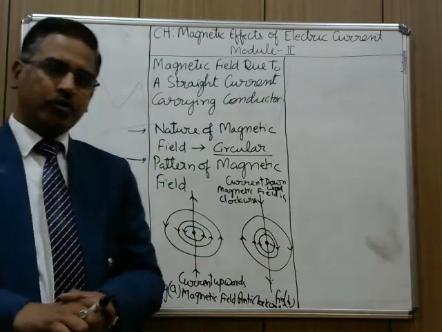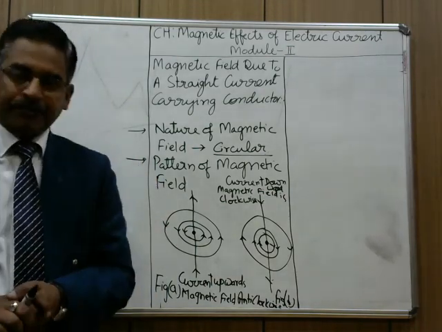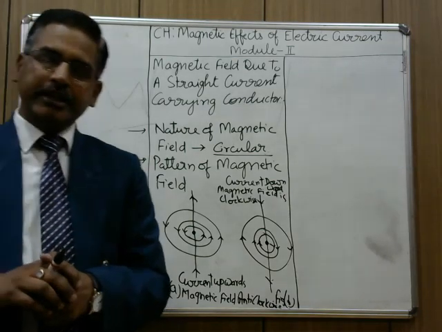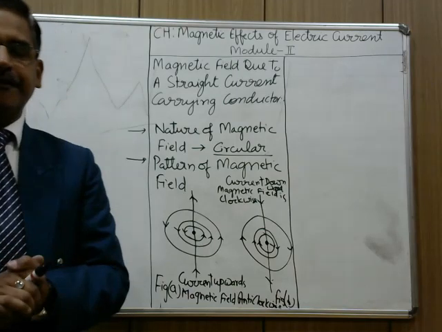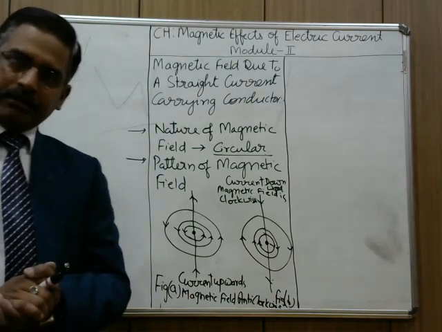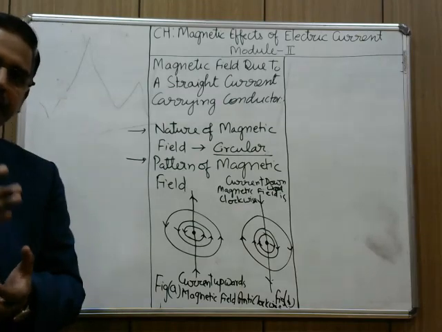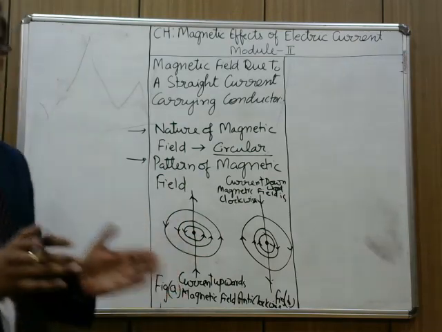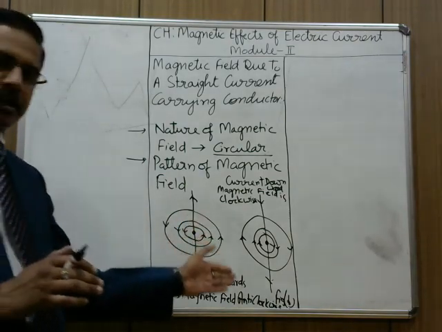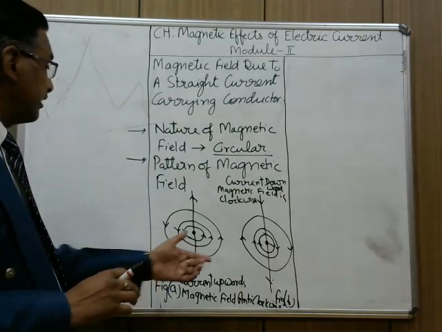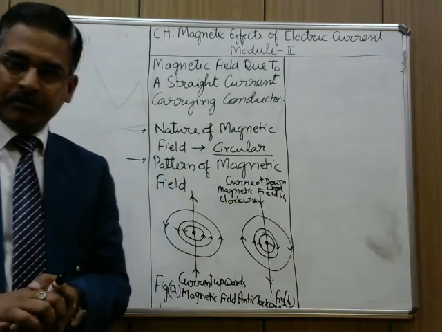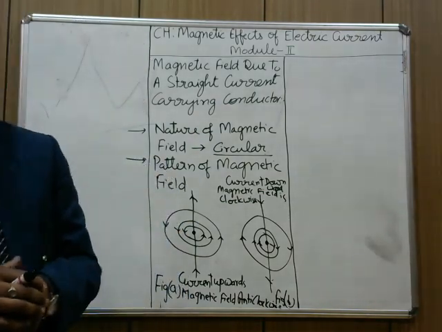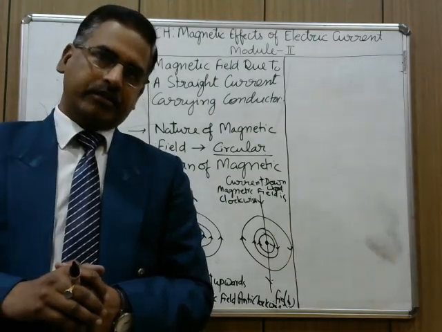Now the next question which comes to mind. Three things I have told so far. First, the magnetic field lines are circular in nature. They are concentric circles having center at the conductor. Second, if current is in the upward direction, the magnetic field is anti-clockwise. If current is in the downward direction in the conductor, then magnetic field is clockwise. Third important point, on reversing the direction of current, the direction of magnetic field gets reversed.